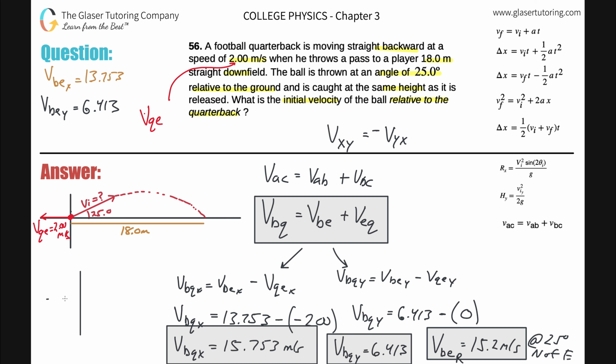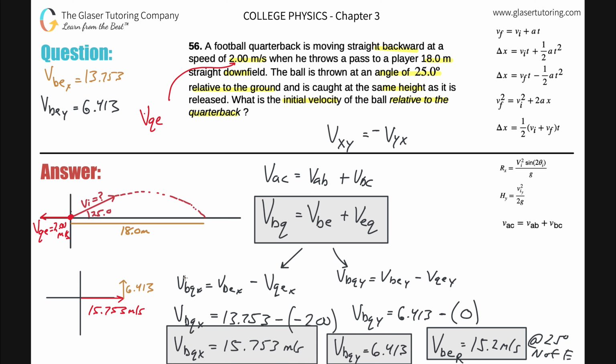So what I'm going to do is take my x component here and put that in red now. That x component is positive, and it has a value of 15.753 meters per second. Then I'm going to take my y component, this is not totally to scale, but this has a value of 6.413.